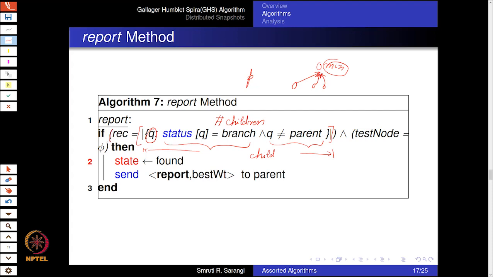So together the if statement means that my children are done with their job and I am done with my job. I set the state to found and I report as an honest child to my parent that look, I am sending you the report message. This is the best weight edge that I found. The best weight edge means, as far as I am concerned, for my subtree, this is the least weight outgoing edge. It's a valid least weight outgoing edge, and furthermore, the node on the other side agrees to connect with me. So I have an upfront commitment from the other node that it is not going to refuse.